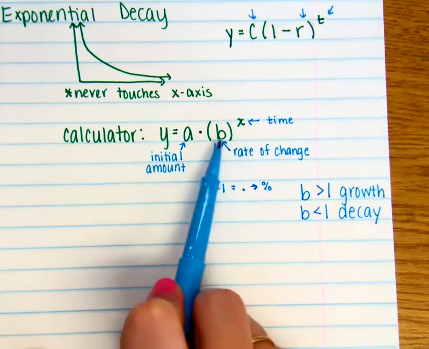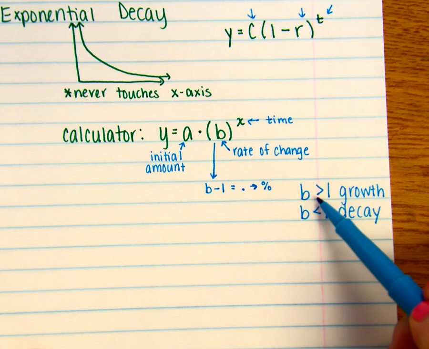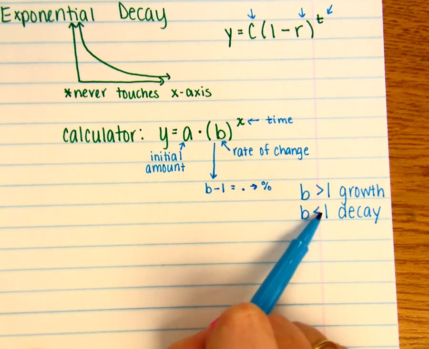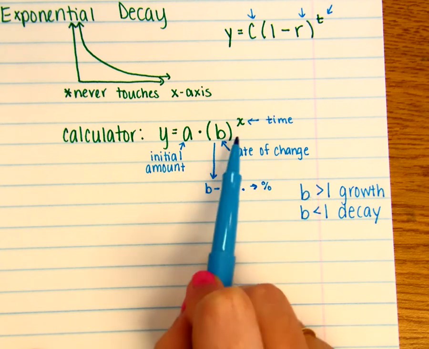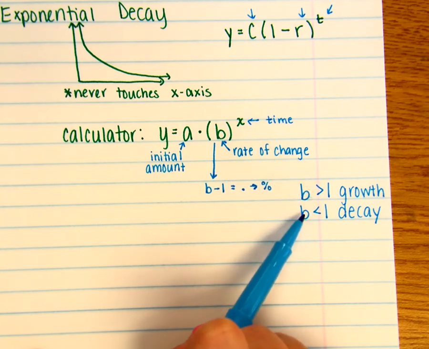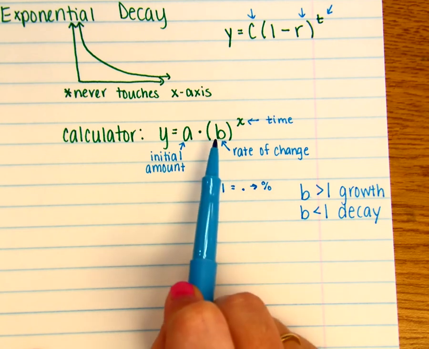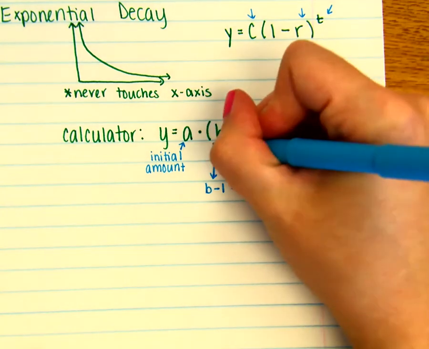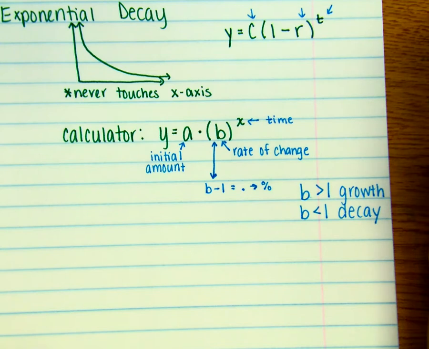So just by looking at the equation, we'll be able to tell if it's a growth or decay by if it's less than 1. Remember, values less than 1 are decimals. If it's greater than 1, or I'm sorry, I messed that up. If it's greater than 1, which would be 1 point something, it is a growth. If it's less than 1, meaning decimals, that'll be a decay. If we're trying to find what percent of decay, that's where we're going to do this right here, b minus 1.